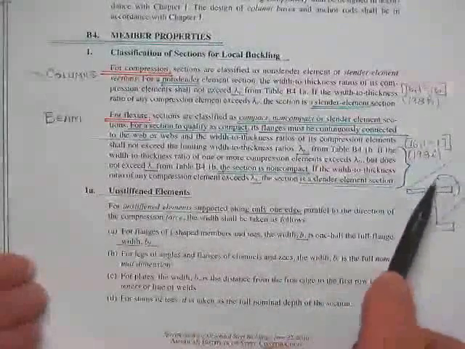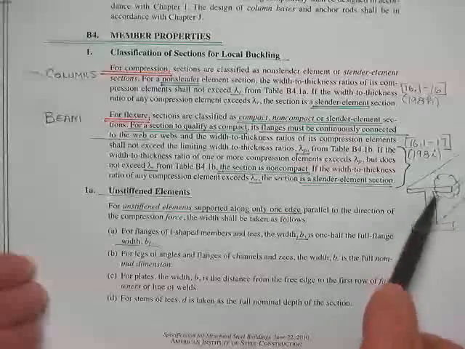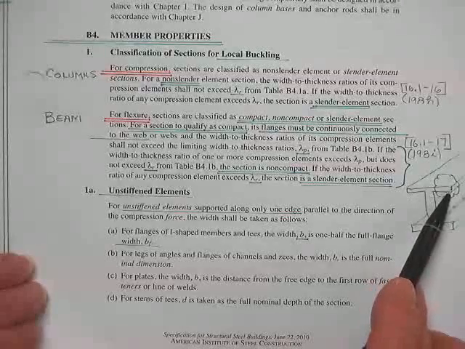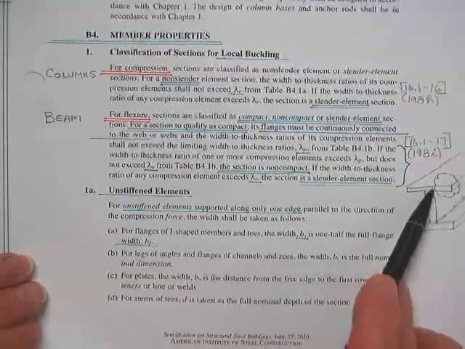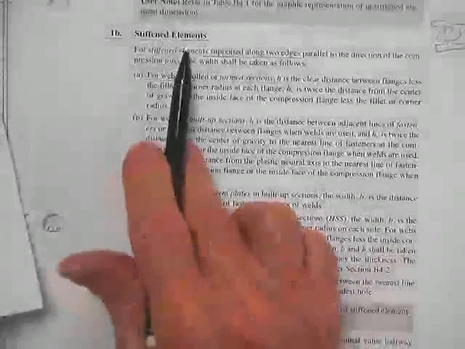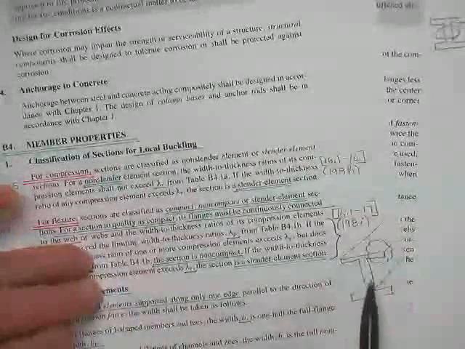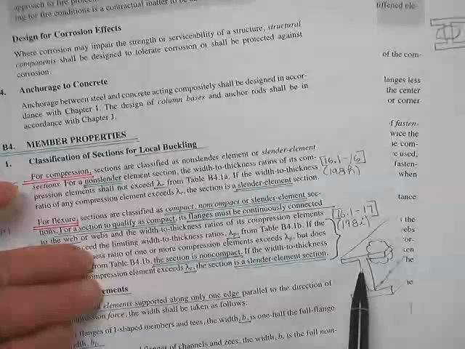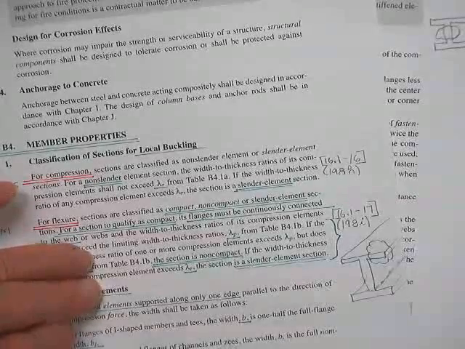Unstiffened elements is like the flange, because it isn't stiffened. It's just hanging out in the air. It's obviously stiffened on one side. That's an unstiffened element. A stiffened element is like a web. It is connected to two pieces of metal, tending to have it not buckle.